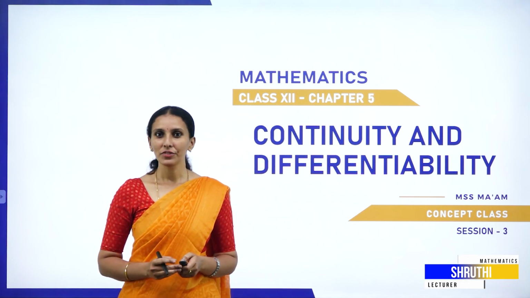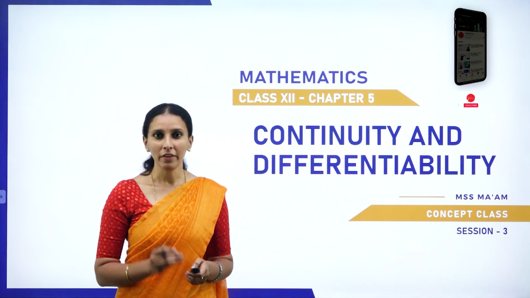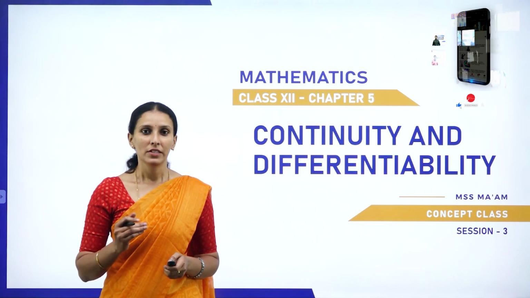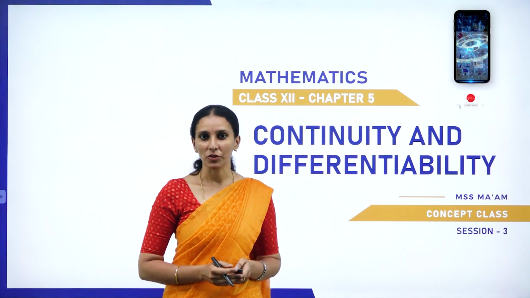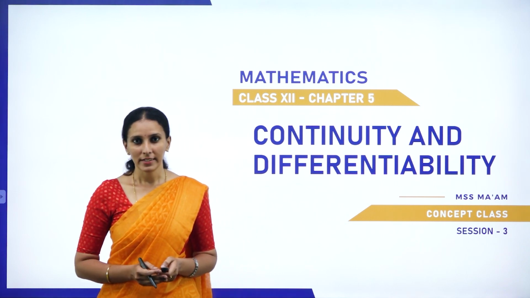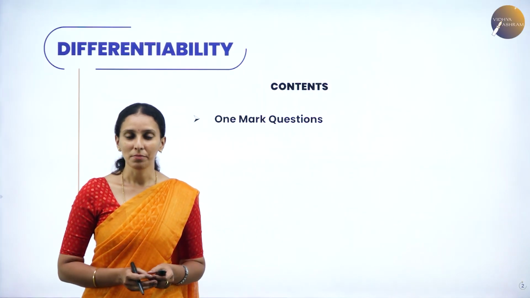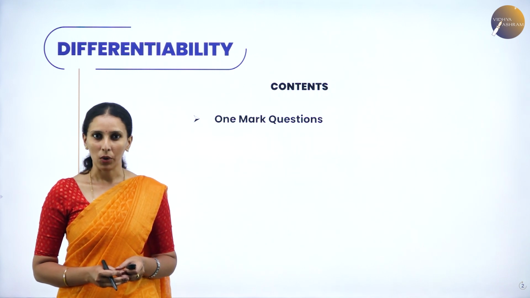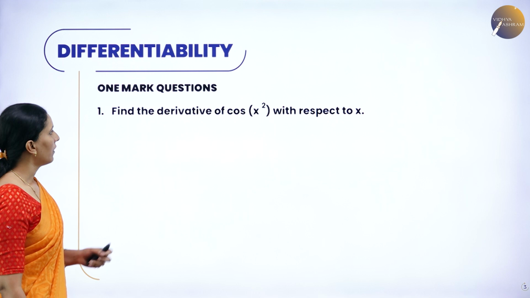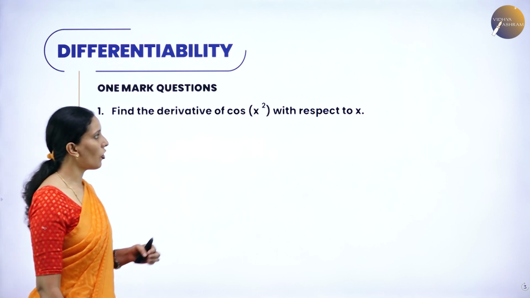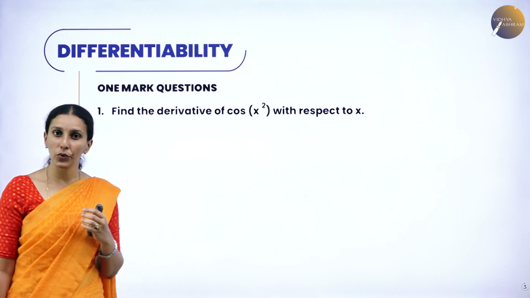So in the last session, we have studied how to derive the different types of functions. From this session, we are going to take problems on different types of functions. In today's session, let us see very small functions of 1 mark questions, which are important for your examinations. Question here: find the derivative of cos of x square with respect to x.